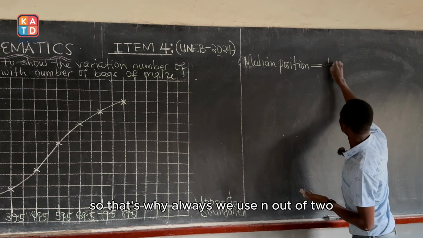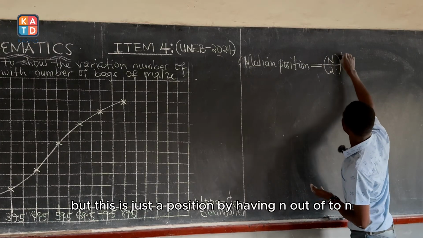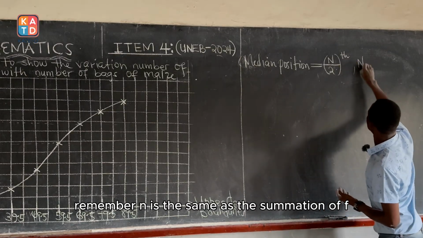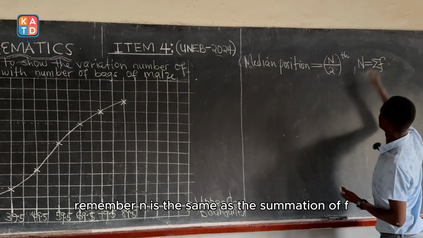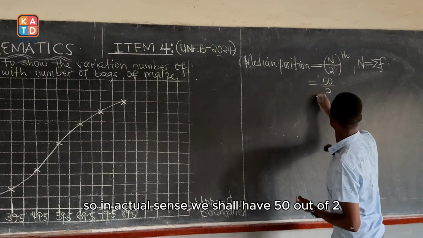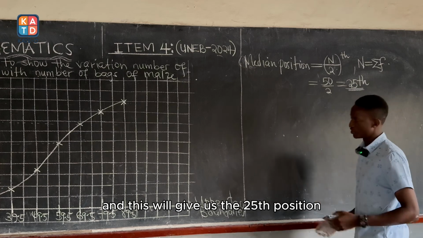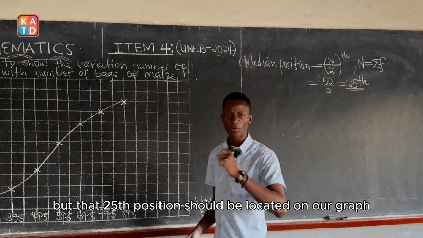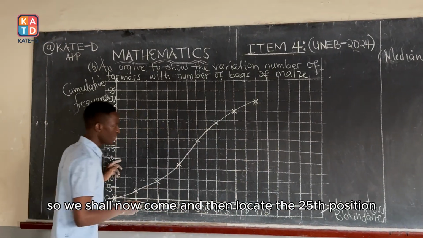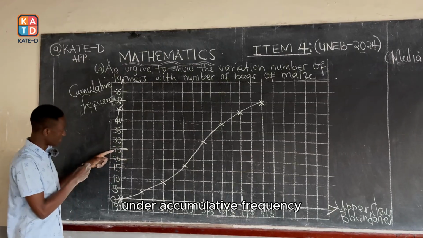So that's why we always use n out of 2. But this is just a position. By having n out of 2, remember, n is the same as the summation of f. So in actual sense, we shall have 50 out of 2, and this will give us the 25th position. But that 25th position should be located on our graph. So we shall now locate the 25th position under cumulative frequency.